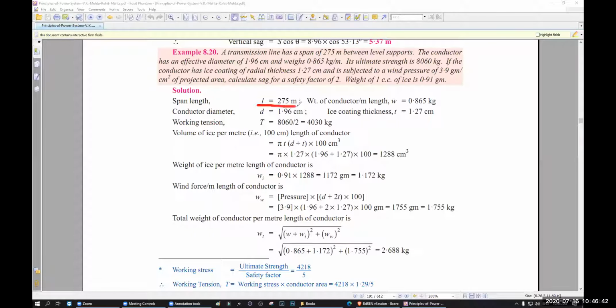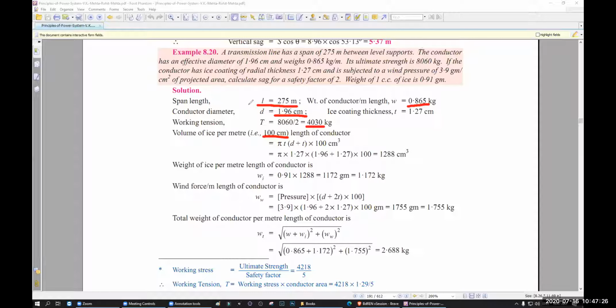Span length is 275 meters, that we know. The conductor weight per meter of length, W, is equal to 0.865 kg. The conductor diameter is 1.96 centimeter. Ice coating thickness t is equal to 1.27 centimeter. Working tension T is equal to 8060 divided by 2, which is 4030 kg. The volume of ice per meter, that is 100 centimeter length of conductor, is pi t (d plus t) into 1000 centimeter cube.